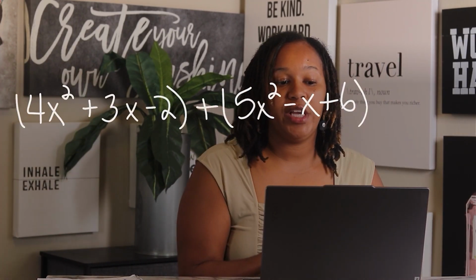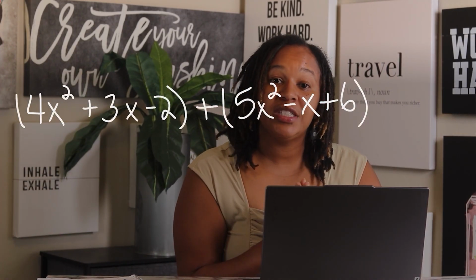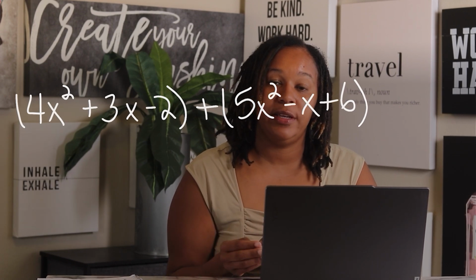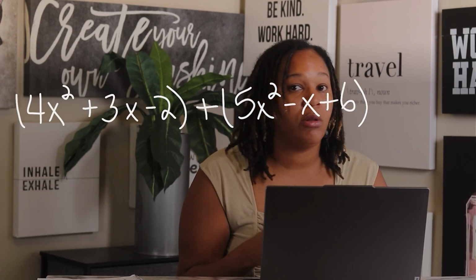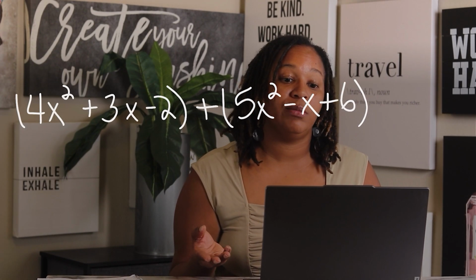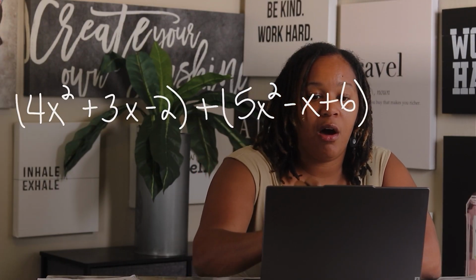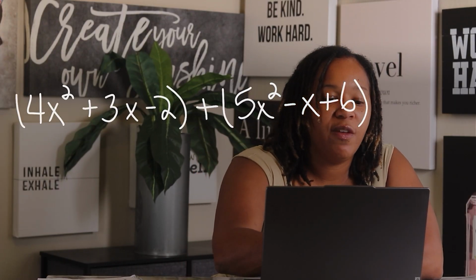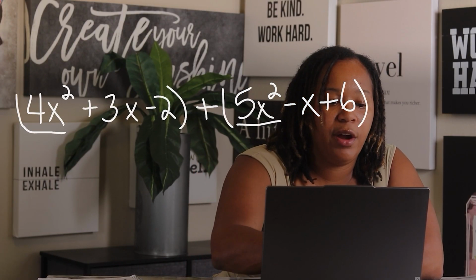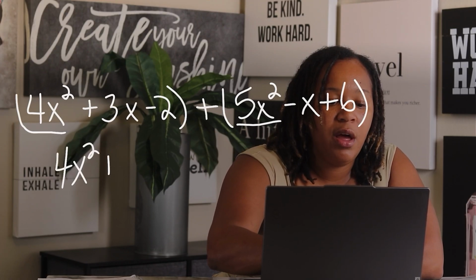All right, in this example, we're going to add two polynomials. So we're doing 4x squared plus 3x minus 2 plus 5x squared minus x plus 6. Now, when you're adding polynomials, the only thing you're doing is basically combining like terms. So you want to go through and find all of your like terms. So the first like terms are 4x squared and 5x squared. So we're going to add those together.